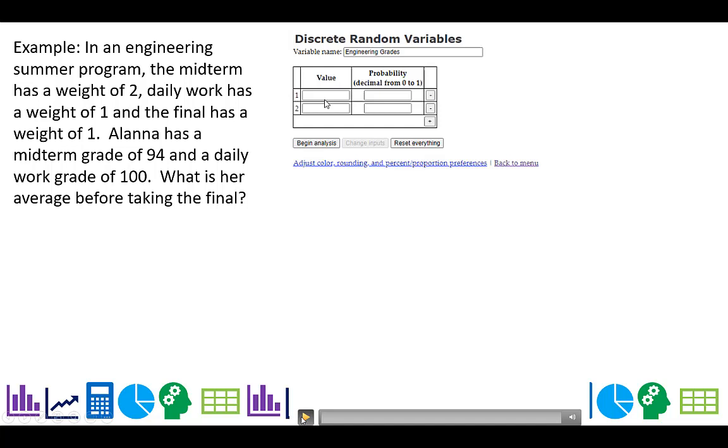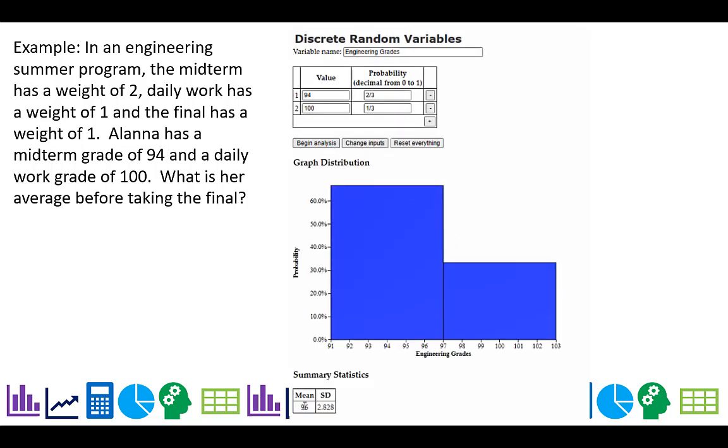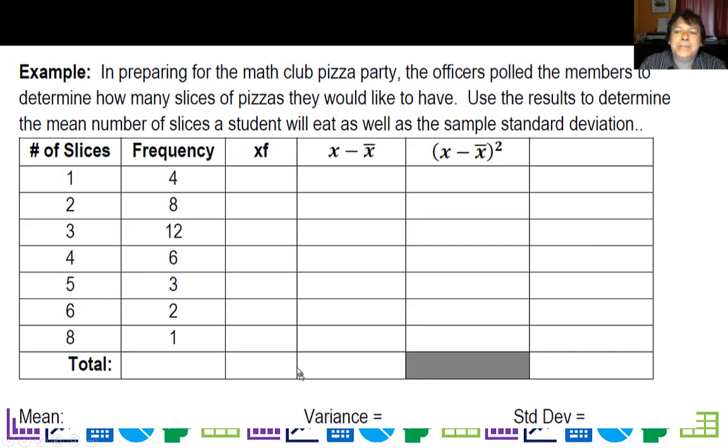So my weights total 3, so I can just divide these by 3. And I don't actually have to make decimals. I can put fractions in. So there's the 94, which has a weight of 2/3, and the final has a weight of 1/3. Click on Begin Analysis, and voila, there's your average and also your standard deviation, which we haven't calculated yet, but there it is. Now let's take a look at frequency tables.